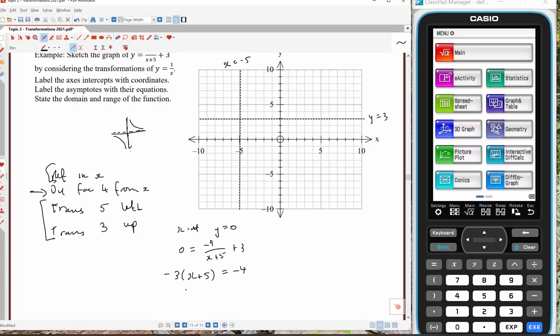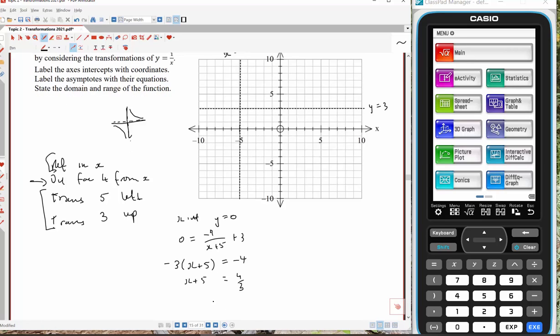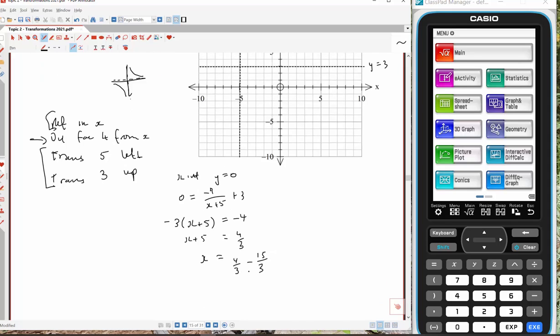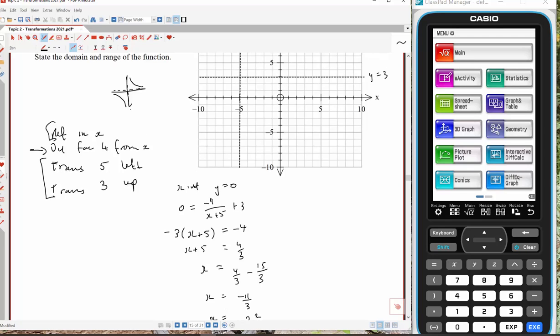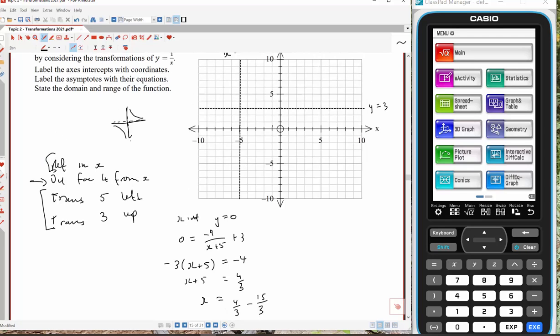Okay, so x plus 5 equals 4 on 3, by dividing 4 by 3. And subtract 5 off that will mean that I'm doing x equals 4 on 3, take away 15 on 3, and x equals -11 on 3. To help us plot that, that's going to be x equals -3 and 2/3. So here is -1, -2, -3. 3 and 2/3 is somewhere there.